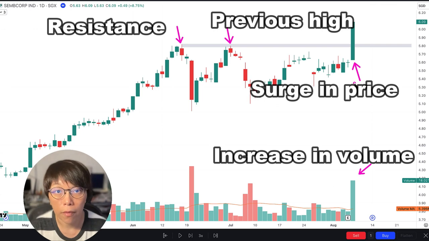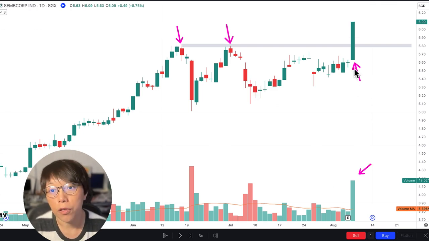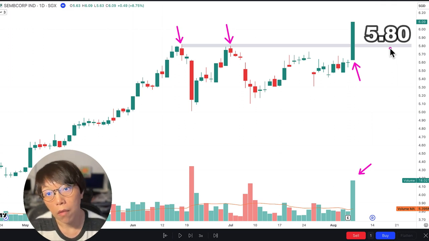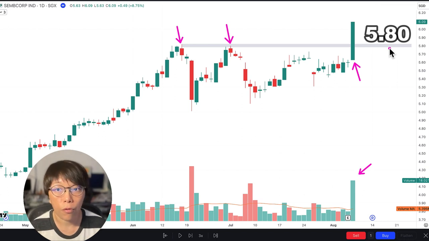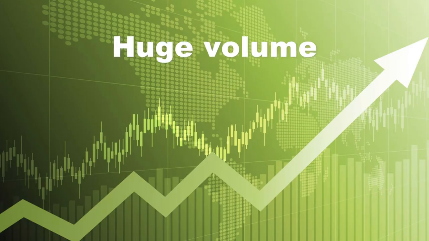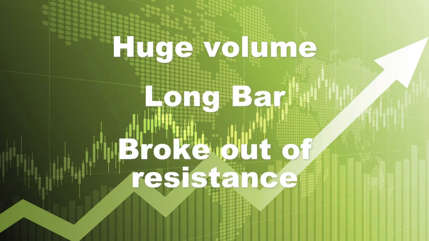Now imagine that you bought in, let's say for example, the resistance price was around 580, and you saw that it broke out and you bought in because of the good earnings, let's say at an average price of $6. Well, you think that $6 could go higher to $7 or to $8, right? You check the textbook and everything all met. It had a huge volume, it had the long bar, and it broke out of the resistance level quite significantly. So you are very happy.